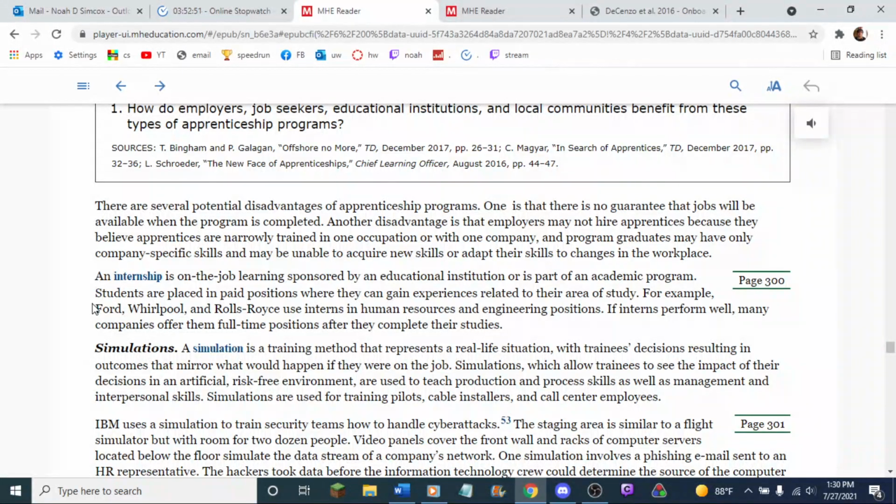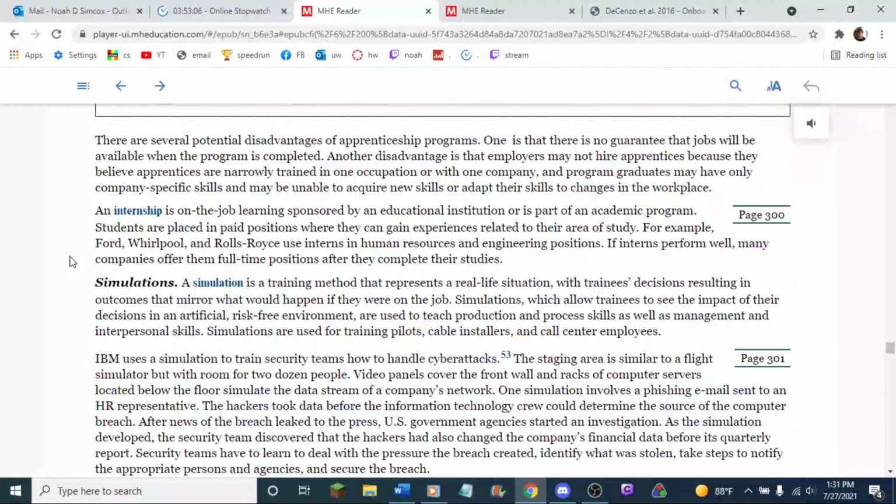It says they're paid. Guess what? It says it's paid.